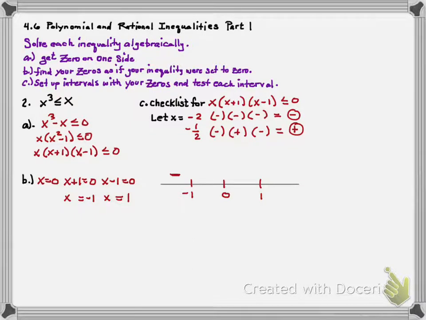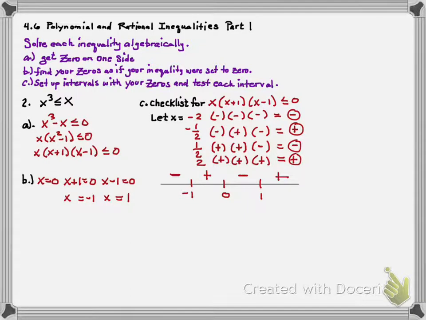Next I'm going to choose something right here, which would be positive 1/2. Using positive 1/2, I get a positive value, and 1/2 minus 1 is going to be a negative value, and that's going to give us a negative product, and that's going to go right here. And last but not least, something from this interval, I'm going to use positive 2. When I use a 2, it's going to be positive, positive, and positive, which is going to give us another positive value. It goes right here.